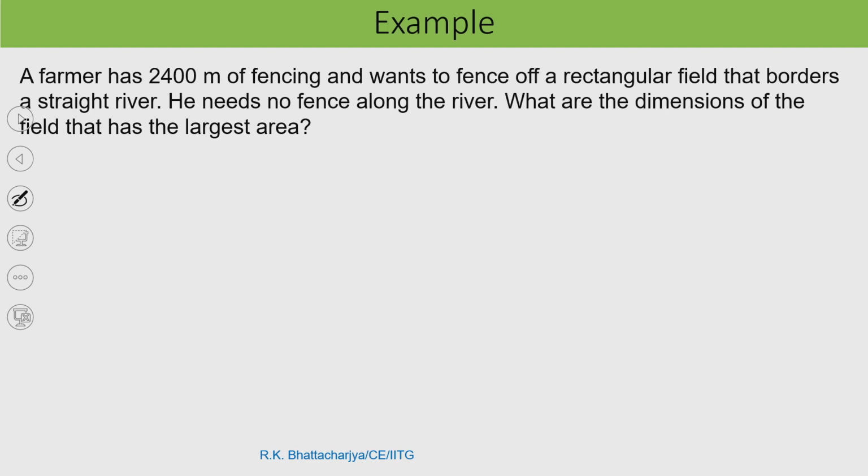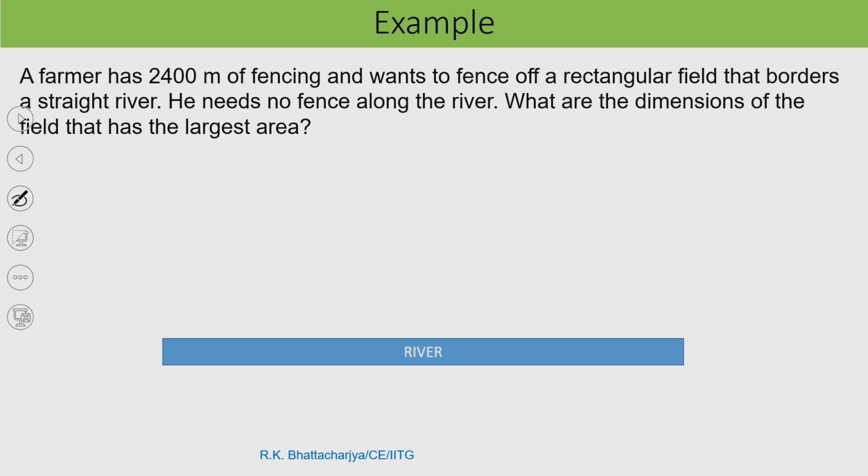So, what is the problem here? The problem here is the farmer has 2400 meters of fencing. That is the material he has, and he wants to fence a rectangular area that borders a straight river. Okay. So, basically on the bank of the river, and he needs no fencing along the river. On the river side there is no fencing, on the other three sides you have to put the fencing. Now, the question is what are the dimensions of the field that has the largest area.